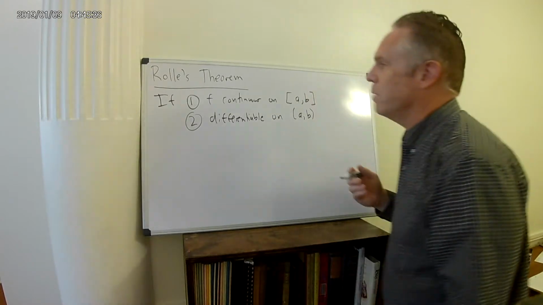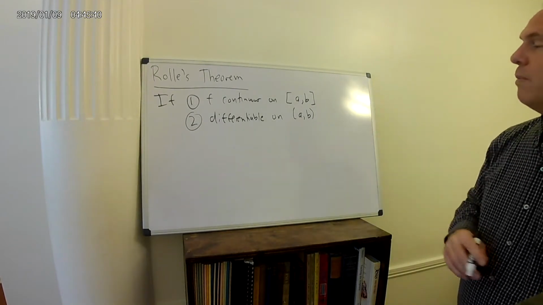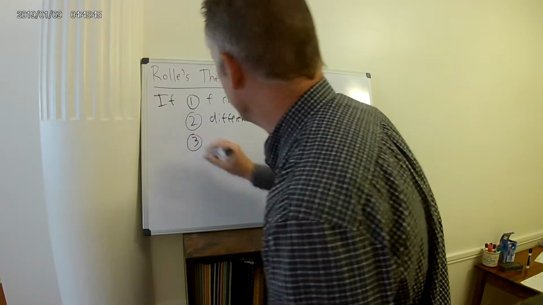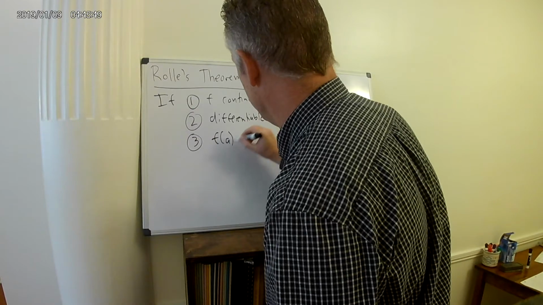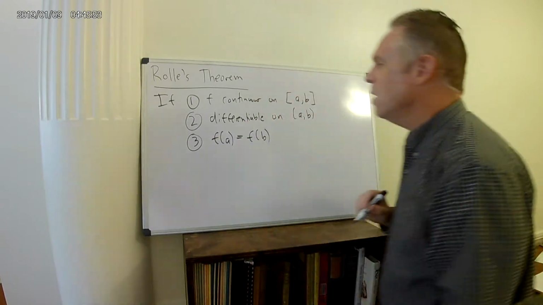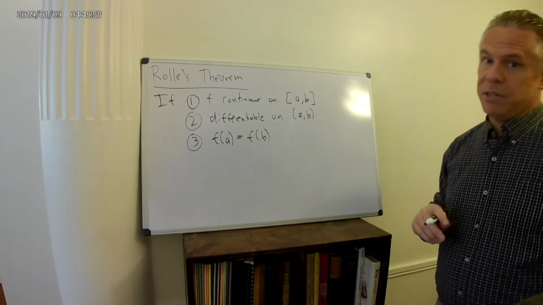So imagine we have some interval. We have some function, and we're interested in talking about this function on that interval. And the third condition of Rolle's theorem says that the value of the function at the endpoints is equal, if f of a equals f of b. That means the value of the function is the same at the endpoints of this interval.